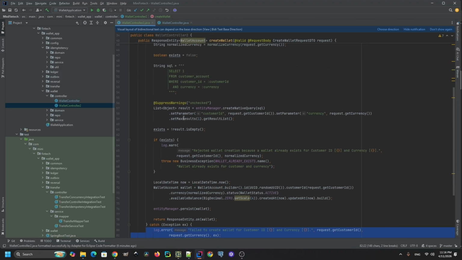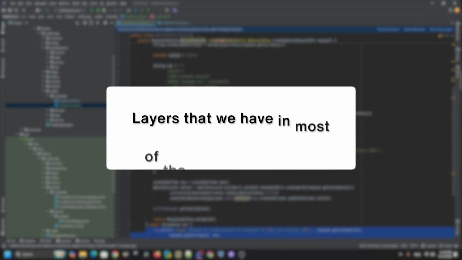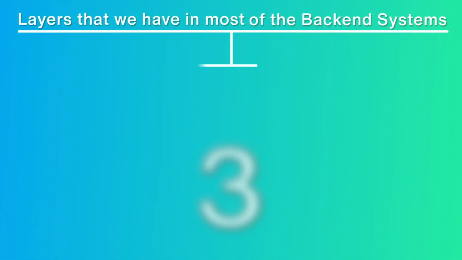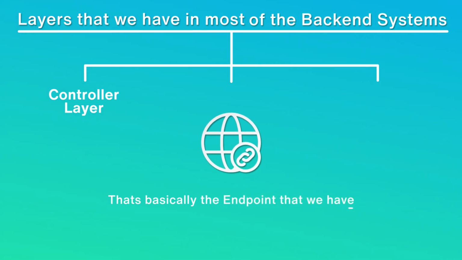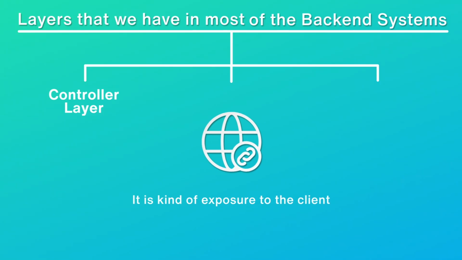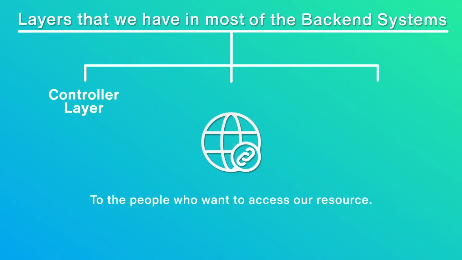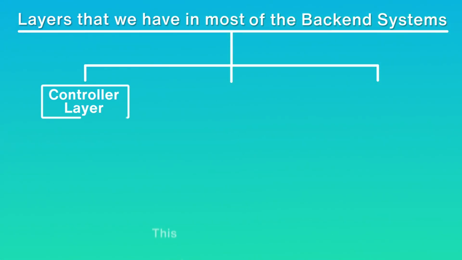In order to solve this kind of problem, we need to start by learning about the layers that we have in most backend systems. Usually they consist of three. The first layer is the controller. That's basically the endpoint that we have. We have some kind of endpoint, and it's an exposure to the client, to the people who want to access our resource. That's the entry point for those clients. This is the controller level.